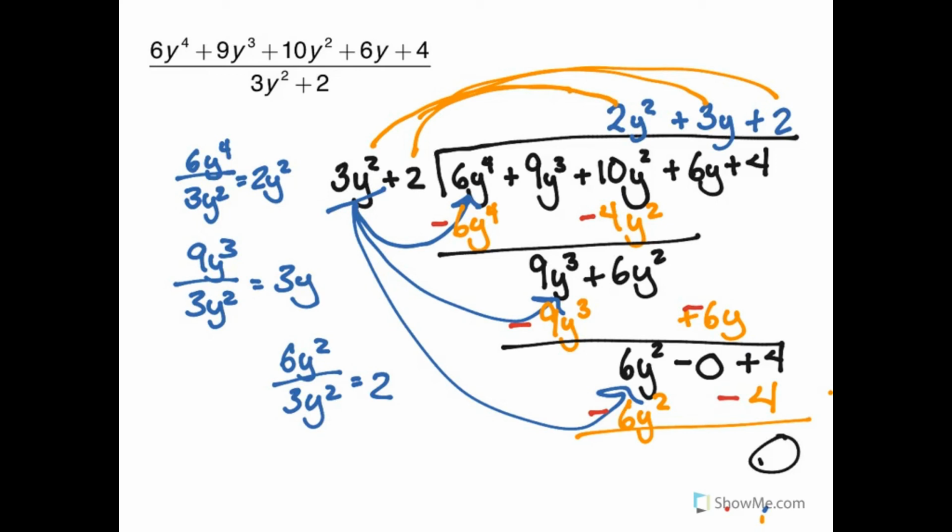So 3y squared plus 2 times 2y squared plus 3y plus 2 gives me this polynomial 6y to the fourth plus 9y cubed plus 10y squared plus 6y plus 4. And the quotient is 2y squared plus 3y plus 2.